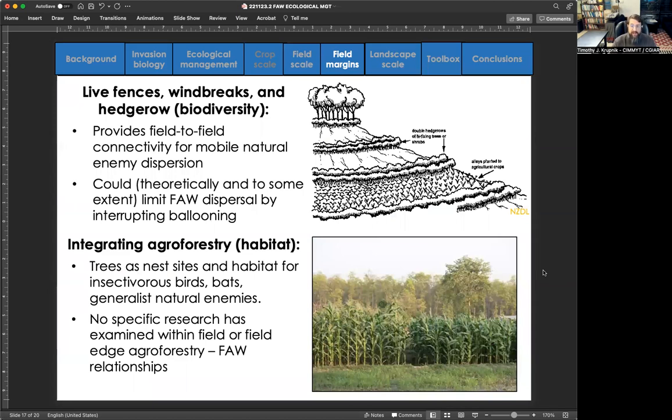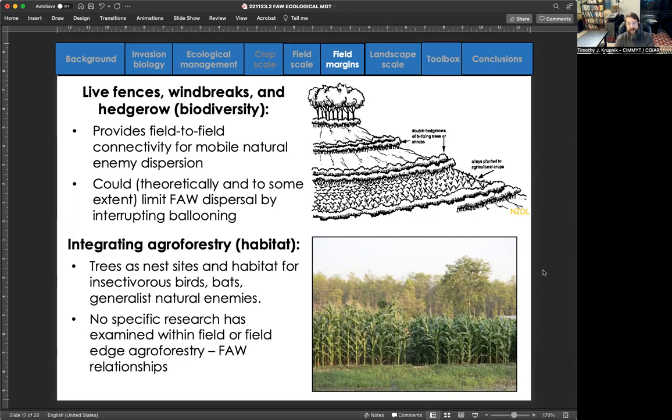Moving from the field scale, I'd like to talk about field margins now. There has been work that has looked at the potential role of live fences, windbreaks, and hedgerows, or essentially farm and field scale biodiversity to provide field-to-field connectivity for natural enemies. So the idea that at a larger scale multiple fields may need to have habitat that would allow natural enemies to move between fields, thereby benefiting multiple farmers or multiple fields owned by the same farmer.